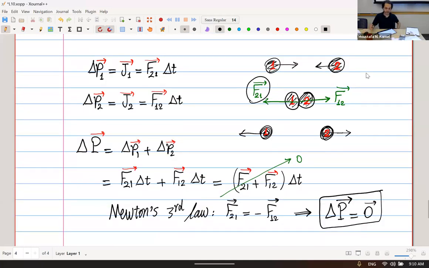So as you can see here, the change in the momentum of the first particle is not 0, and the change in the second momentum is not 0 as well. But if you combine them together in one system, then momentum is conserved. Okay, and this is important because you need to choose which system is isolated. You need to see if the system is isolated or not.